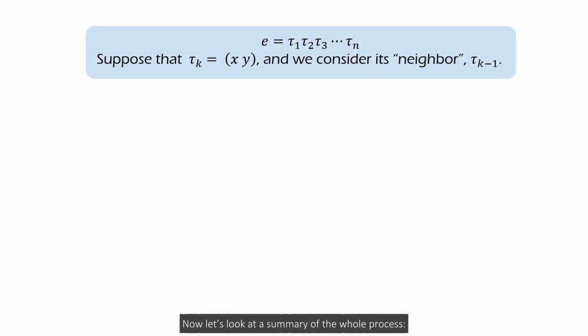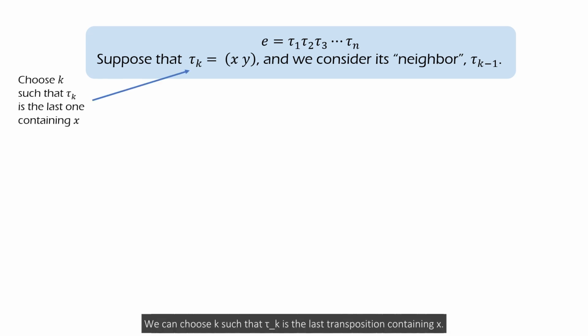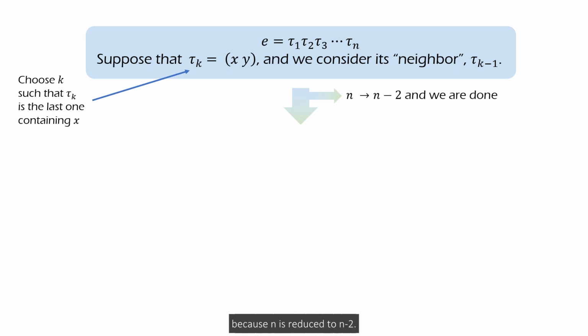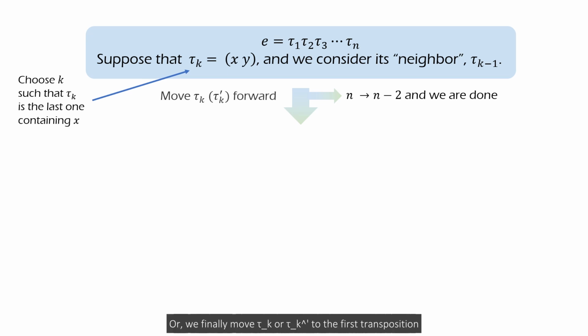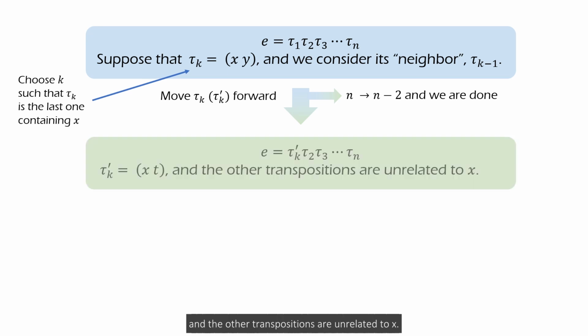Now let's look at the summary of the whole process. We try to make terms that contain x forward. So we can choose k, such that τk is the last transposition containing x. And during the process, we move τk forward or change that to τk prime. If we encounter case 1, which is τk minus 1 equals to τk, then we're done because n is reduced to n minus 2. Or we finally move τk or τk prime to the first transposition, and then the other transpositions are all unrelated to x.